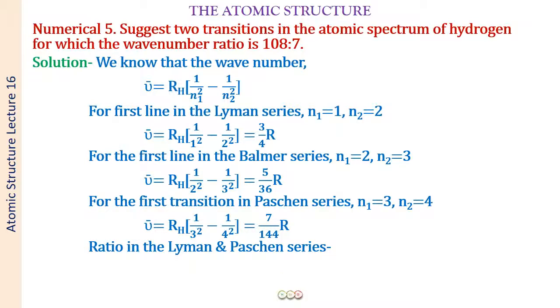And if you calculate the ratio of Lyman to Paschen series, what is that going to be? 3/4 is to 7/144. This comes up to 108 is to 7. Fine. So these two transitions, the first line of the Lyman series and the first line of the Paschen series, have the wave number ratio to be 108 is to 7.